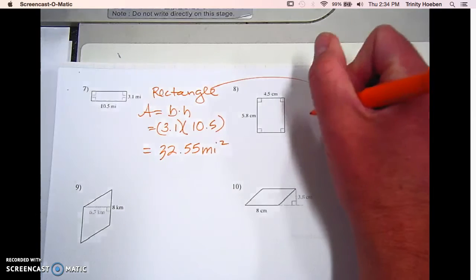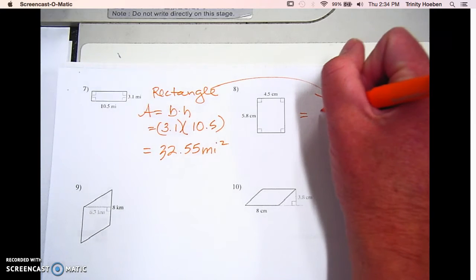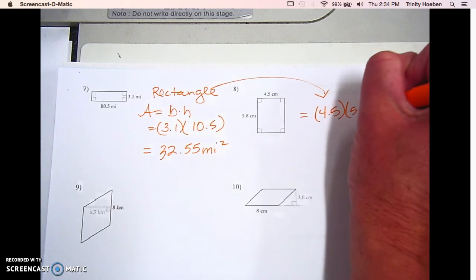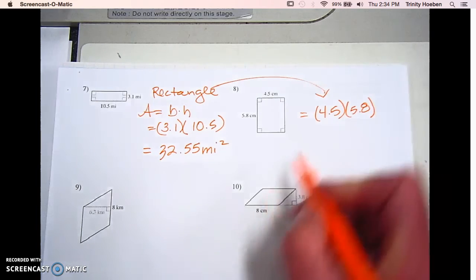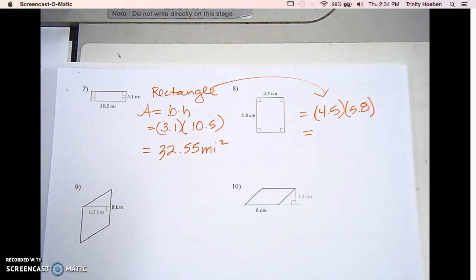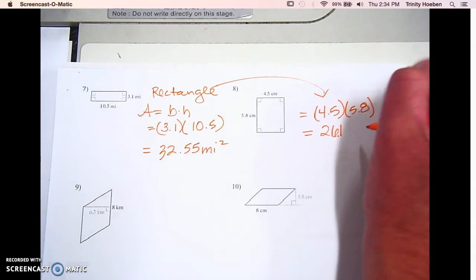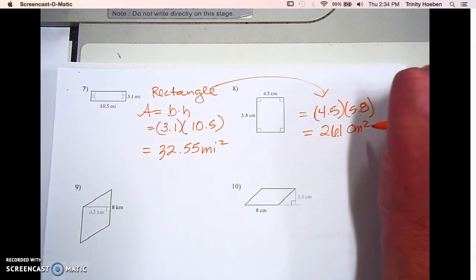Same figure for number 8, same formula. So we want to do 4.5 times 5.8. Punch it in the calculator and we get 26.1. And this one is in centimeters squared.